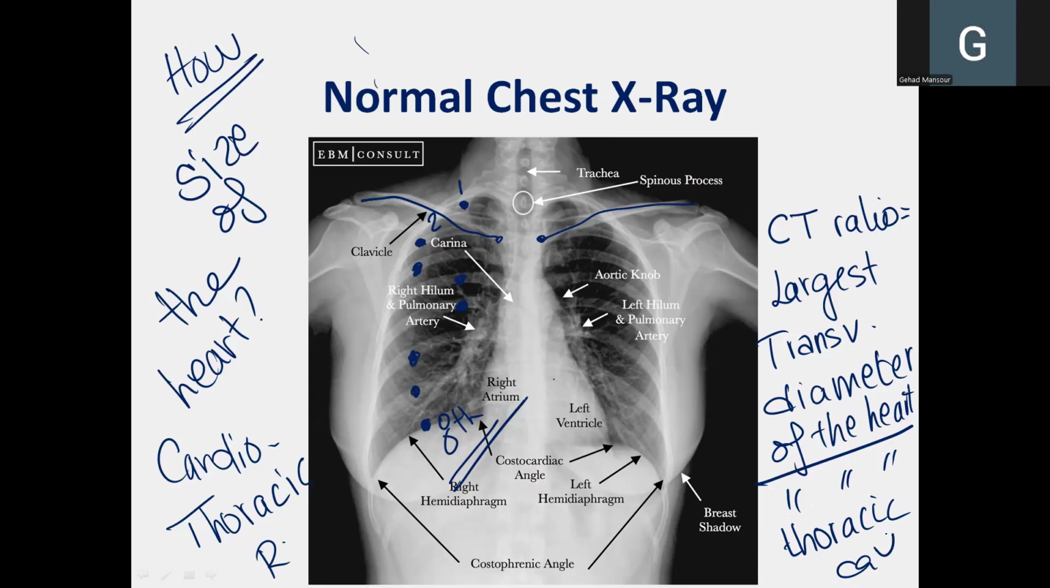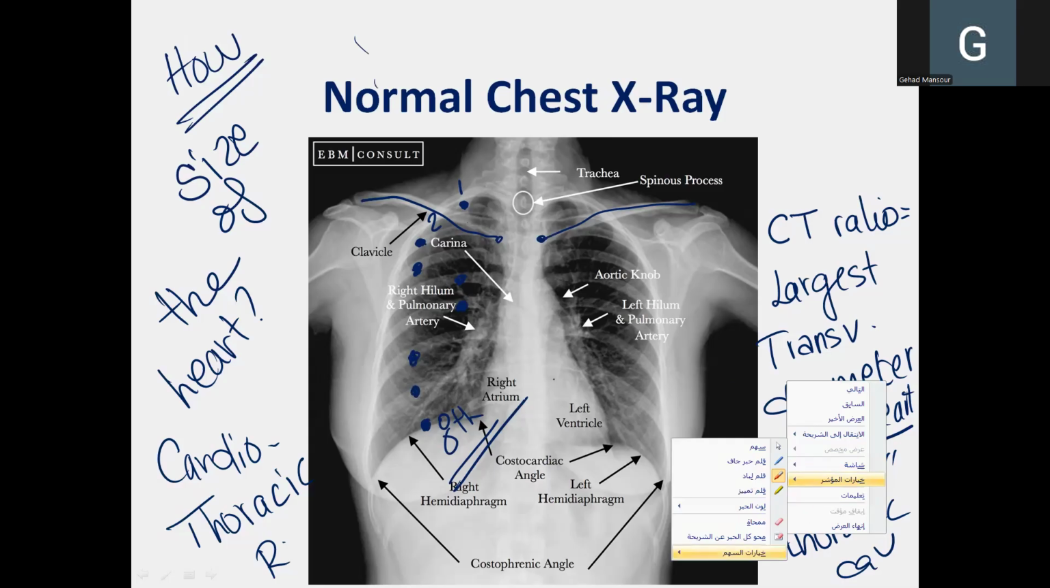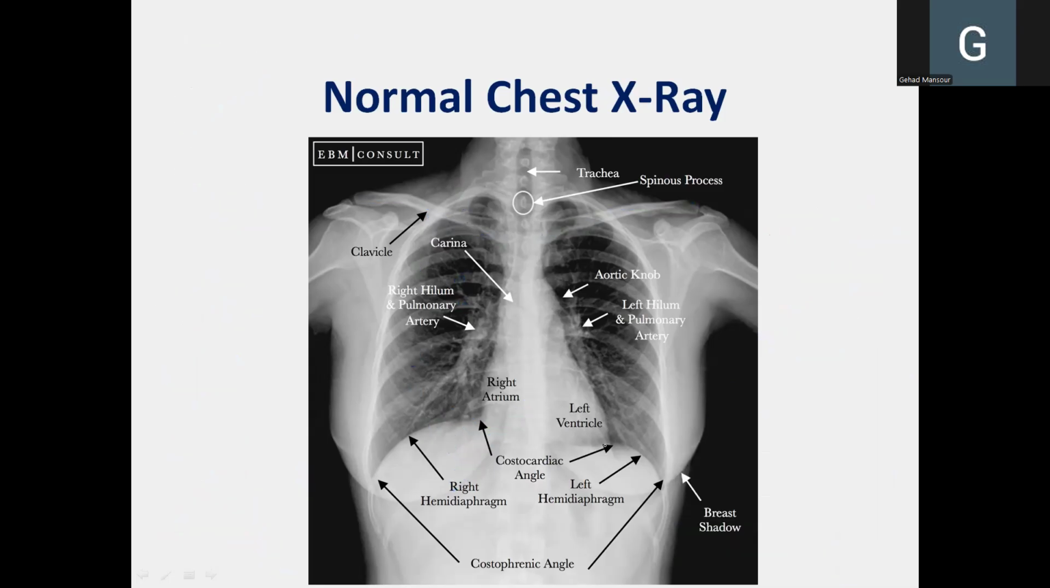Concerning the thoracic cavity, it's easy to measure. So the largest diameter of the heart is easy to estimate. You just find the two most outbulging points and you take a transverse line between them. Say, for example, it is 10 centimeters on your X-ray.